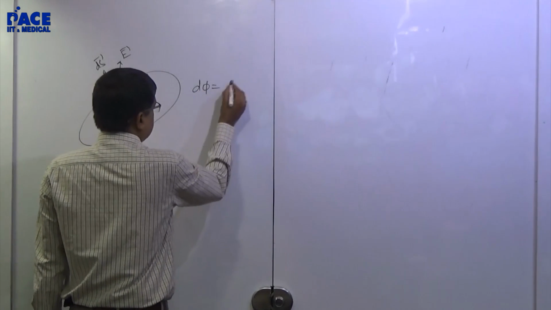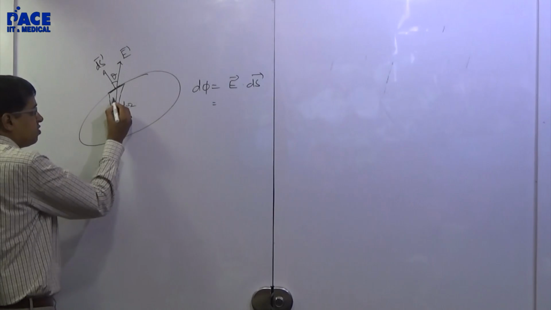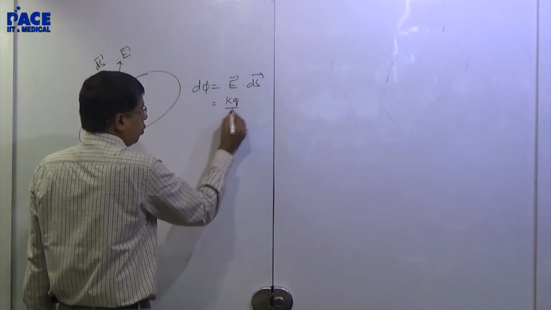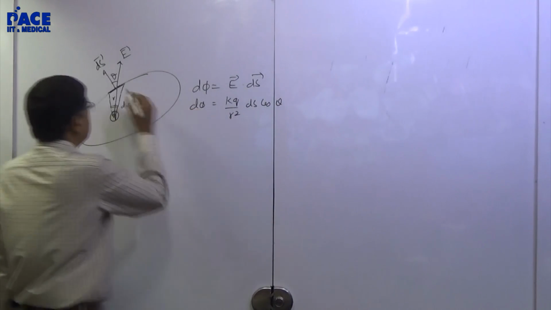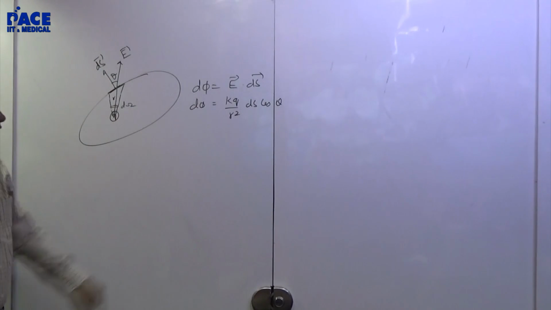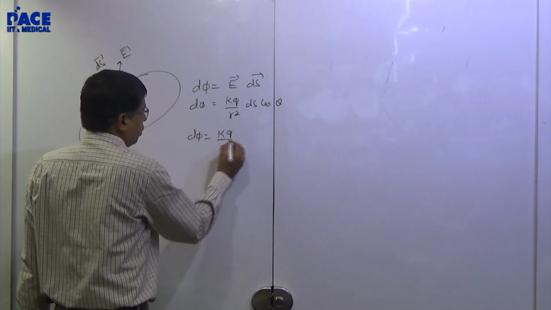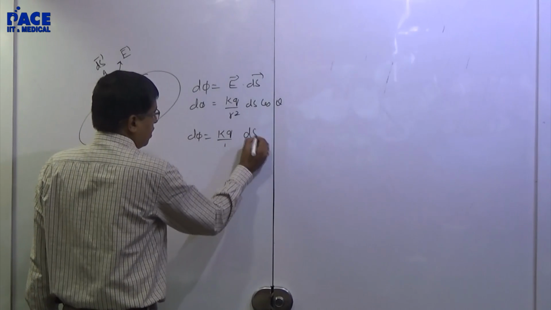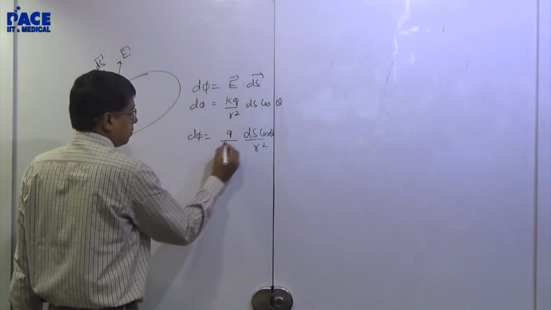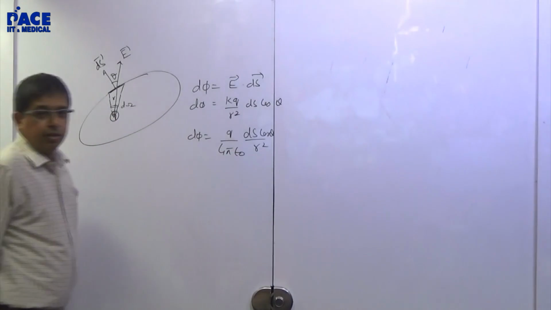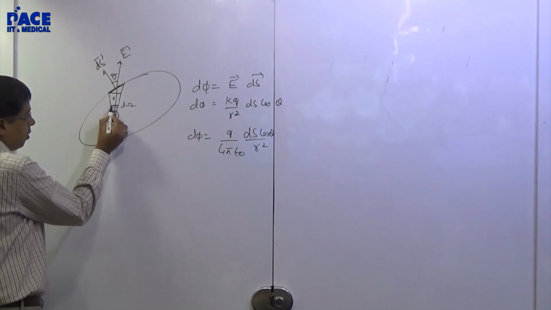Flux through this particular surface is E dot dS. This distance is taken as r. kq by r square dS cos theta. Cos theta, because E and dS have an angle. Right? d phi will be kq times dS cos theta by r square. This dS cos theta by r square will be d omega.